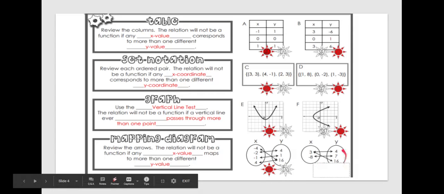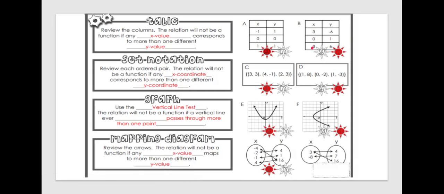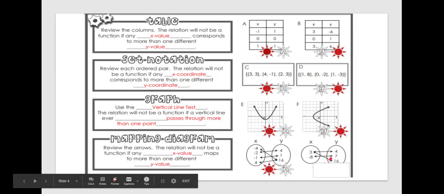All right, let's look at our last one. 3 goes to 4, but 3 is also with 16. So if it was on this xy table up here, it would be similar to B. The 3's would have two different y values, and then it's not a function.